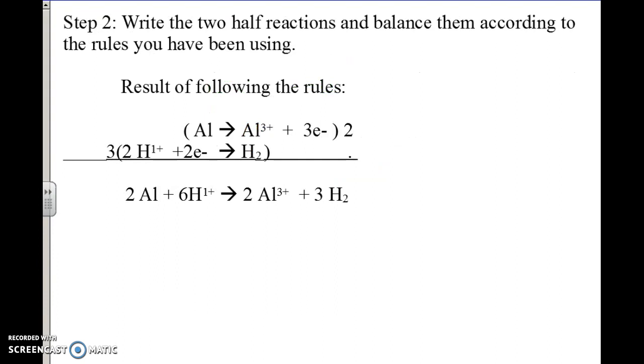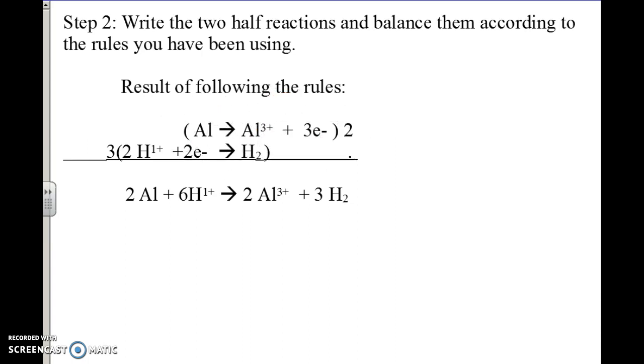Now we're going to write the two half reactions. So this is what we've done before. So we have aluminum go to aluminum ions. We have this 3 positive charge. We've got to balance that out with 3 electrons. So we have 0 for a net charge on each side. Nothing new there.